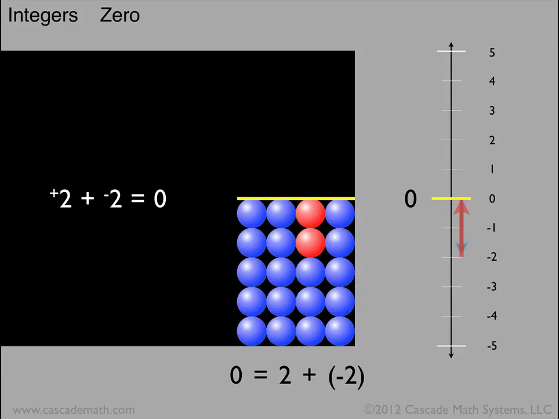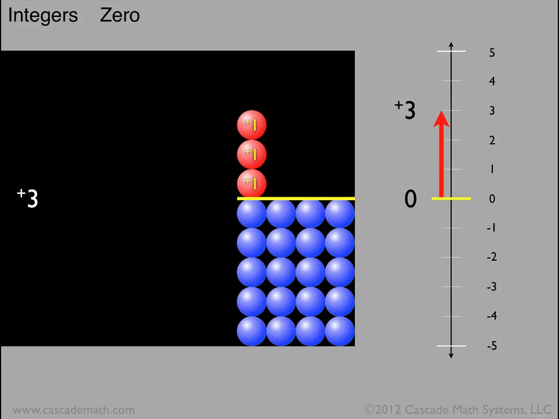It is easy to see from this that if we add the same number of positives and negatives, we will always get 0. In each of these examples, we started with 0 and added the same number of positives and negatives. What would happen if we started with a number other than 0 and added the same number of positives and negatives? This time we're going to start with positive 3.